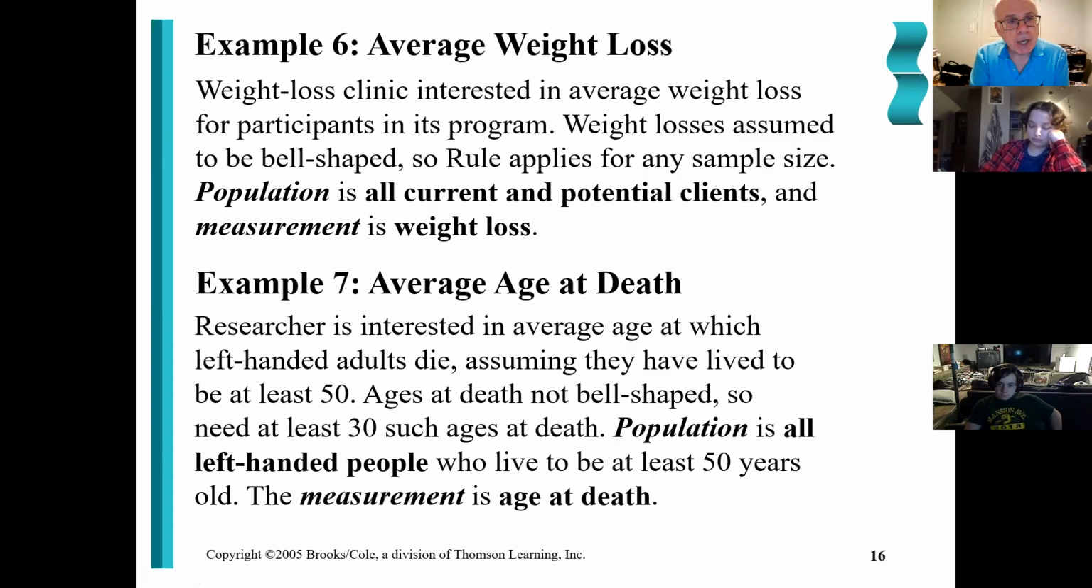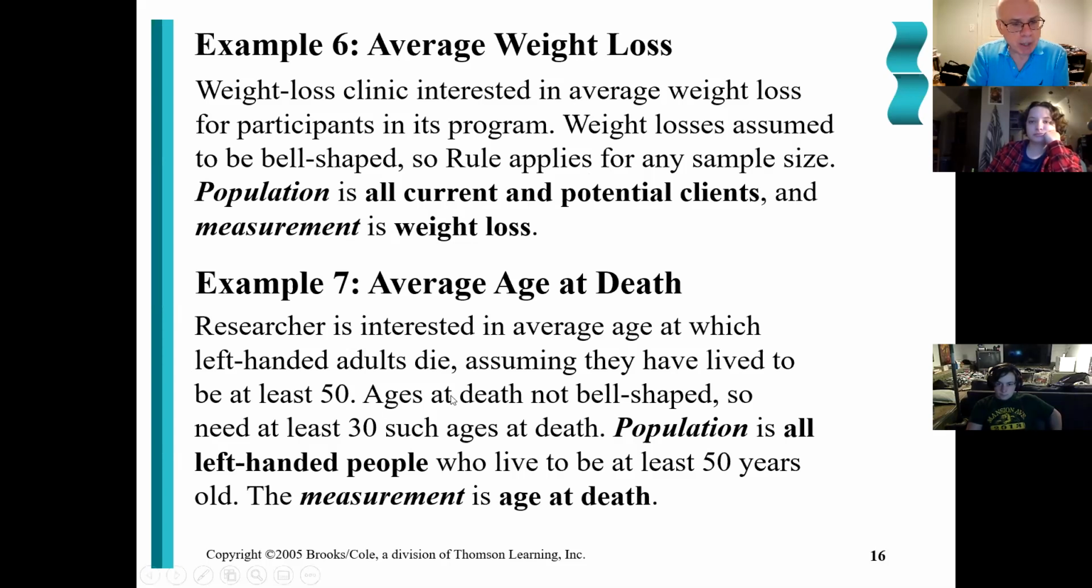All right, so let's look at some examples here. These examples, by the way, are just looking at the population and what we're measuring. So we know that in the case of the weight loss, the population is all the current and potential clients of the weight loss clinic, right? That's the population. Potential meaning future clients. And the measurement, of course, is how much they lose in those 10 weeks.